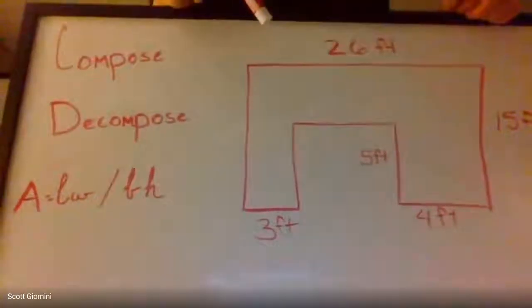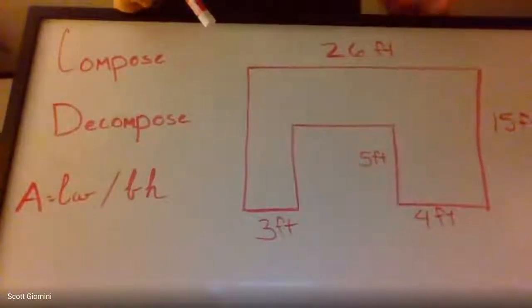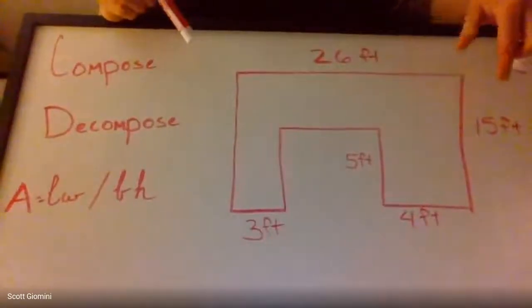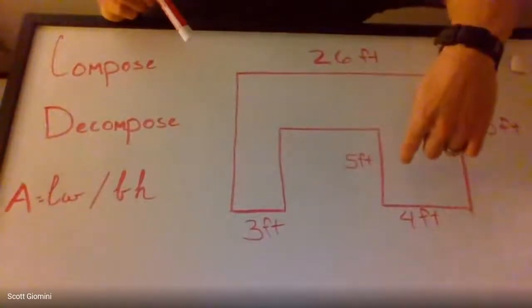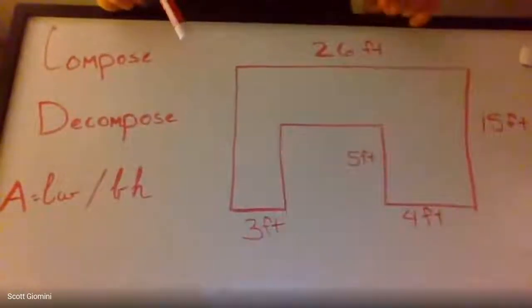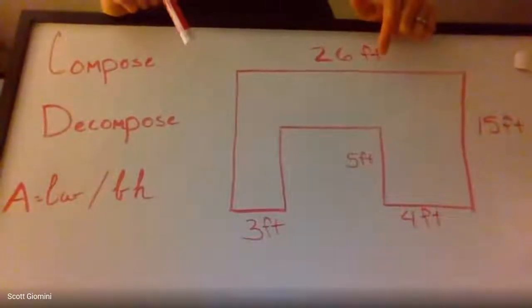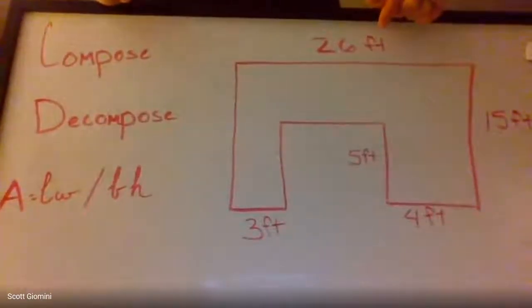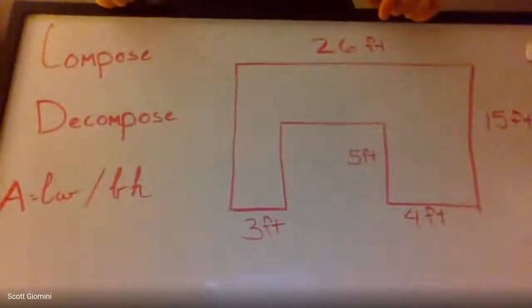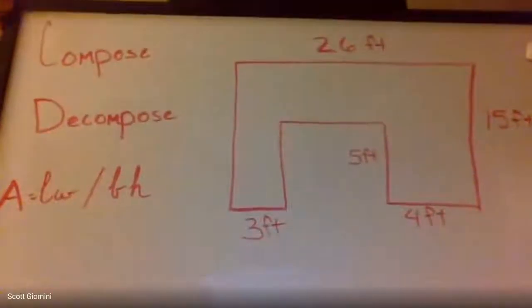I don't know if you can see because it might be backwards. That's 26 feet. Over here we have 15 feet. Down here we have 4 feet, 5 feet, and 3 feet. It might be good to pause this video and have you draw something similar to this in your notebook. All right, so go ahead, pause this and do that now.